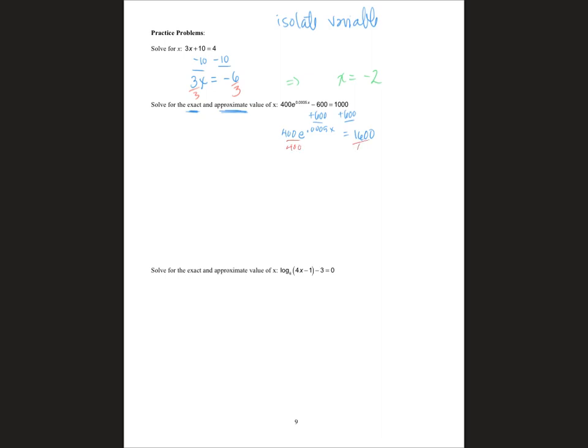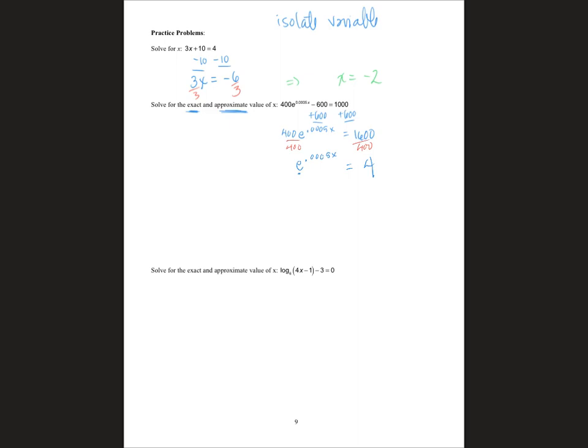Now, we're still trying to isolate the x, so perhaps the next step would be to divide each side by 400. You'd be left with e to the 0.0005x equals 4. Now, the unknown x, the value of x that we're trying to find, is in the exponent. I see a base of e on the left-hand side of the equation. So I'm trying to think, what can I do to the left-hand side to maybe use a rule of logarithms to get that x out of the exponent?